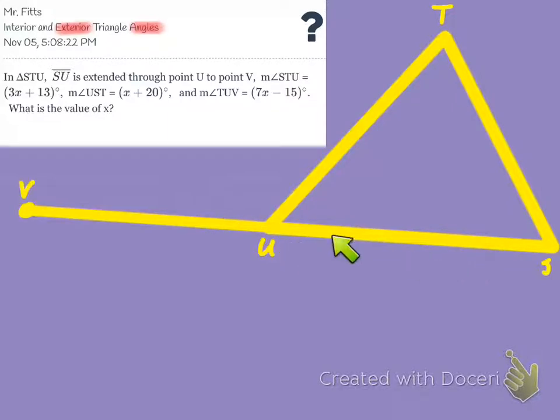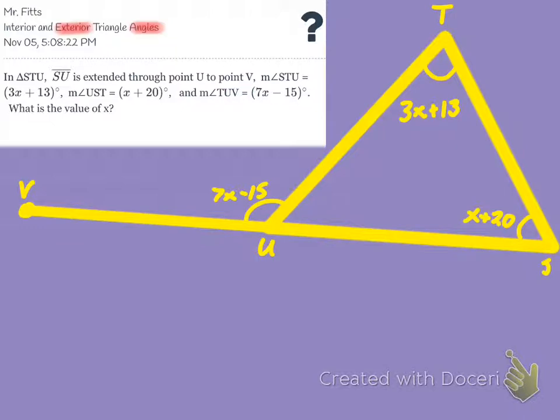Now I've extended SU through U to point V. Now let's label the angles. So angle STU, which is this top angle up here, is 3x plus 13. Angle UST is x plus 20, so UST, that's this angle. Remember, the vertex always goes in the middle, and that's the vertex. And then lastly, the exterior angle, the angle on the outside, TUV. So that's this outside angle, is 7x minus 15.